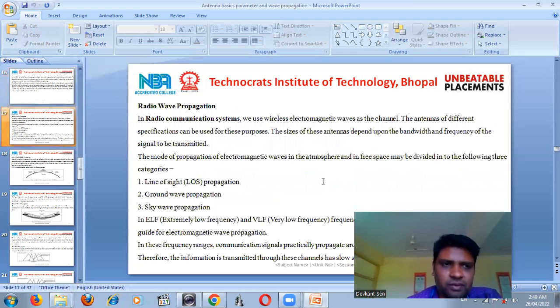Radio wave propagation. Here we introduce radio wave propagation. In a radio communication system, we use wireless electromagnetic waves as the channel. Antennas of different specifications can be used for this purpose. The size of these antennas depends upon the bandwidth frequency of the signal to be transmitted. The modes of propagation of electromagnetic waves in the atmosphere and in free space may be divided into three categories: line of sight propagation, ground wave propagation, and sky wave propagation.